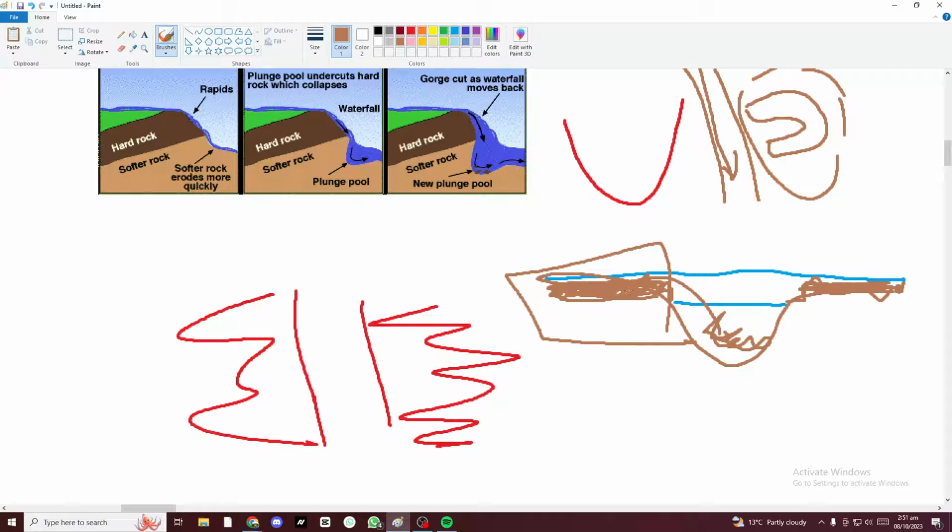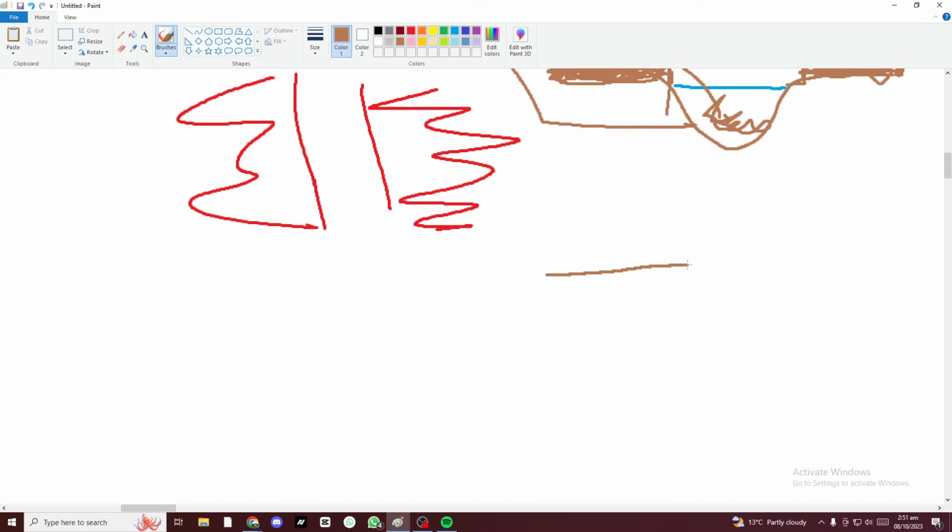So levees are a raised bank formed on a river at the lower course of the river. So to stop floods, levees can be built. So there's the river. A levee is just an extension of the riverbank that keeps the water within the river and stops floods.